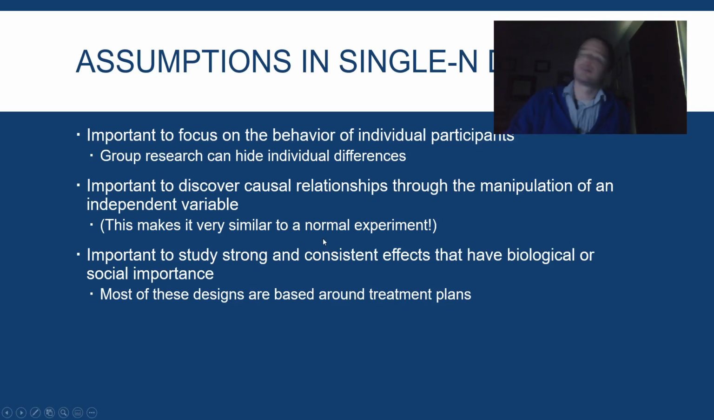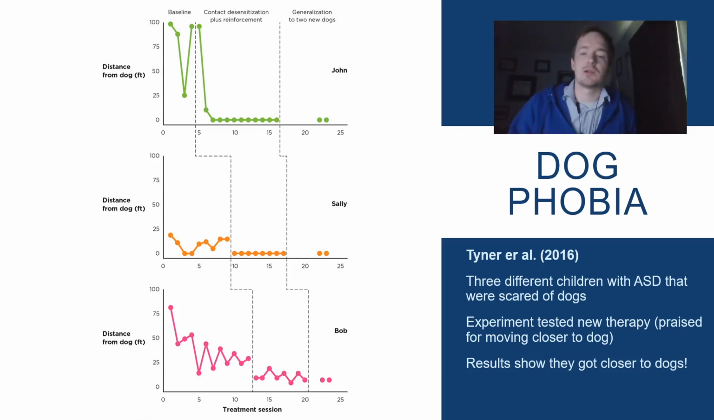All right, so here is an example of a single N design or a small N design. This is from a study that is looking at dog phobia and specifically how to treat instances of dog phobia. In this case, the 3 different charts are going to be 3 different children that are further on the autism spectrum than most people. And what you're looking at here is, on the y-axis, how far away they are from the dogs and how far they want to be away from the dogs.